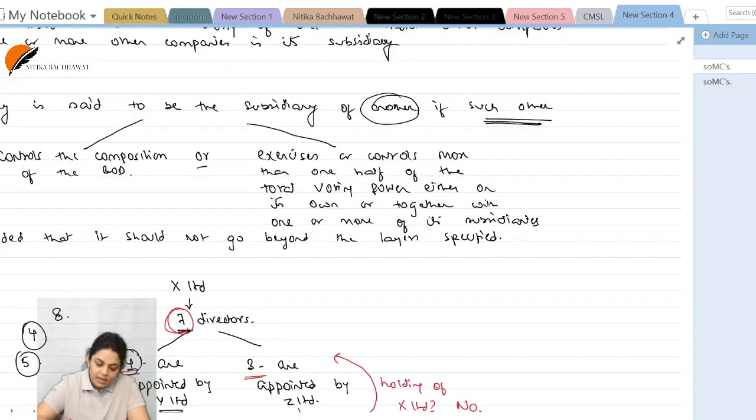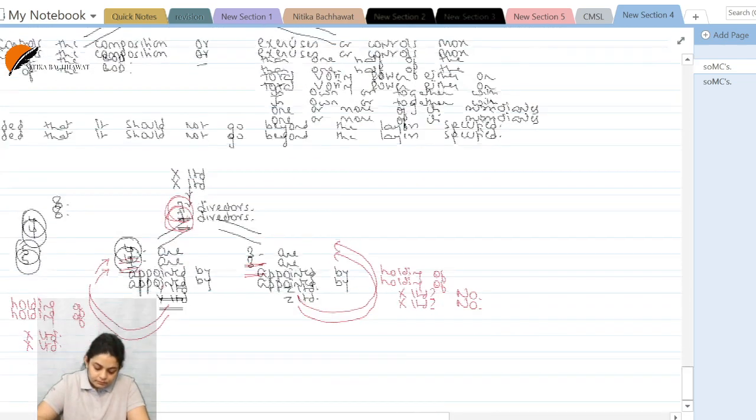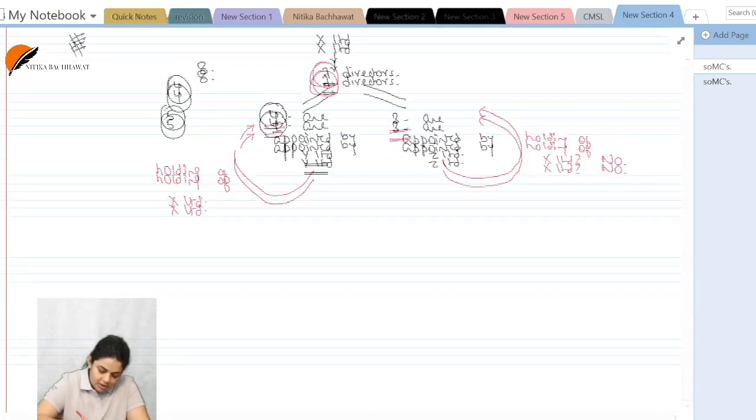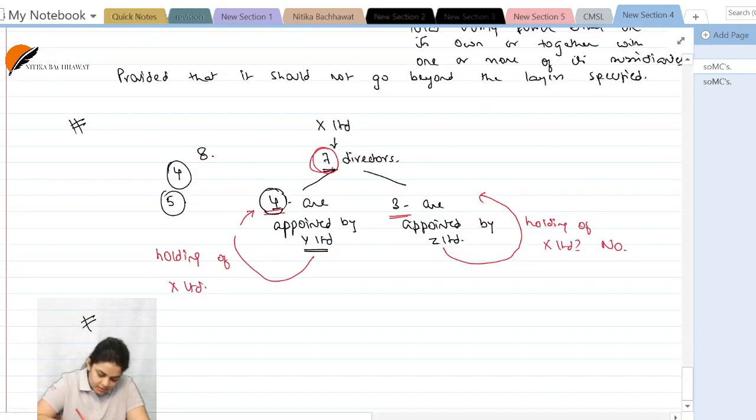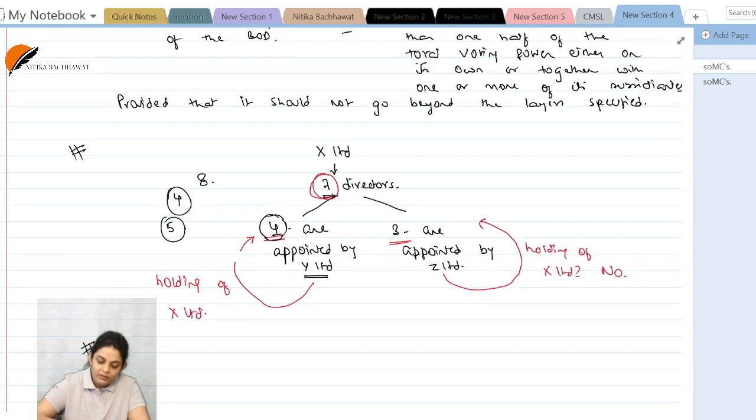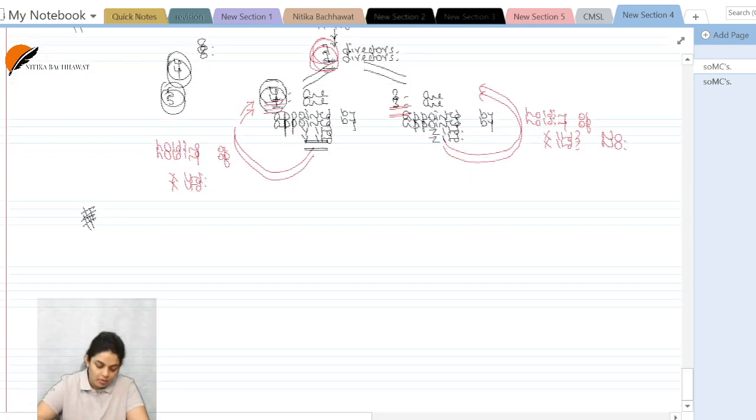What it says, exercises or controls more than one half of the total voting power either on its own or together with one or more of its subsidiaries. So what does this mean? I want everyone's attention here. I'm going to discuss a lot of examples here. More than one half of the total voting power.